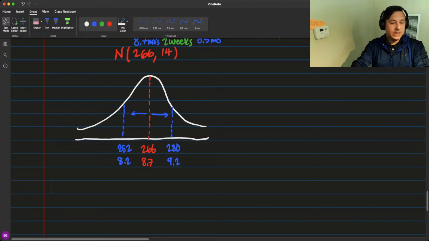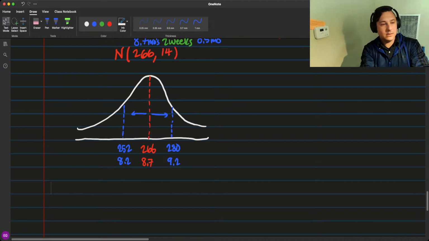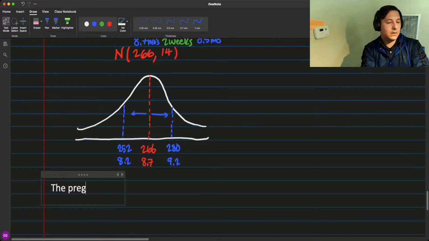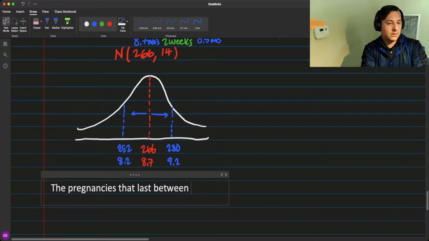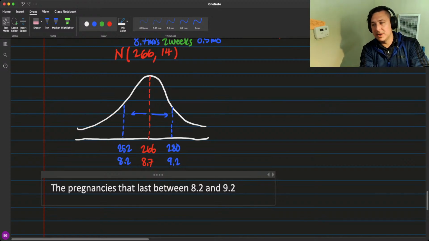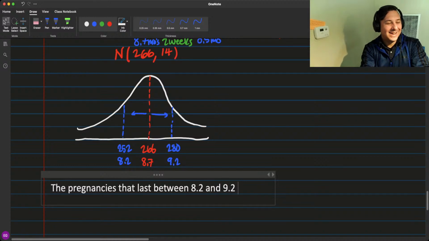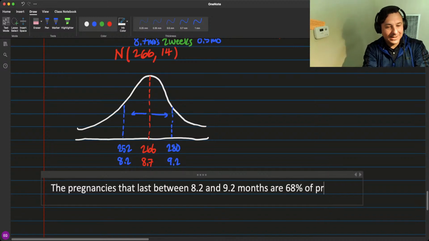Okay, so what do we know about the pregnancies that last between 8.2 and 9.2 months? We'll get to the empirical rule later. The pregnancies that last between 8.2 and 9.2 months are 68% of pregnancies.